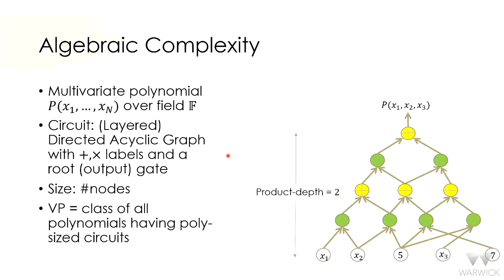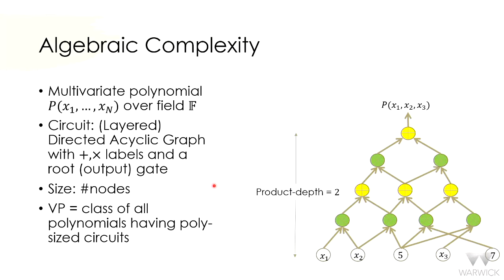The models that we're concerned with are going to be circuits, so these are directed acyclic graphs with plus and times labels, and they compute the polynomial in the natural way, the bottom-up way. At the leaves you have your variables or constants, and at the top is your output gate.